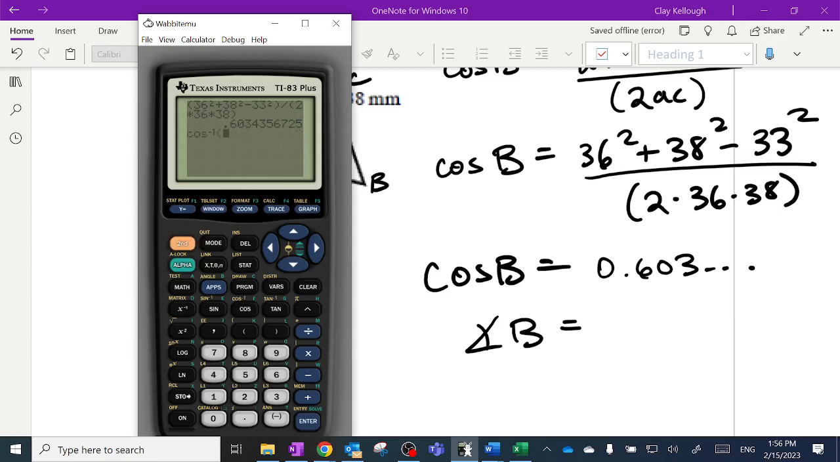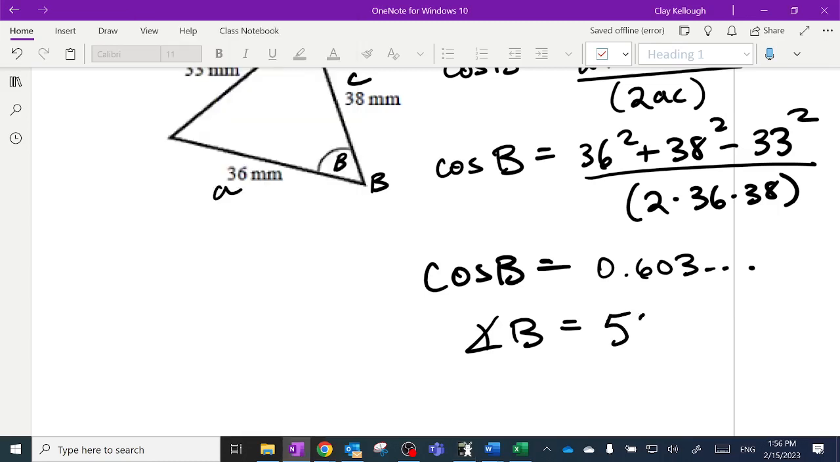Second function, cos inverse. There we go. Ta-da! 52.88 degrees. All agreed? All right. You have mastered button punching. Okay. You have some room under here.